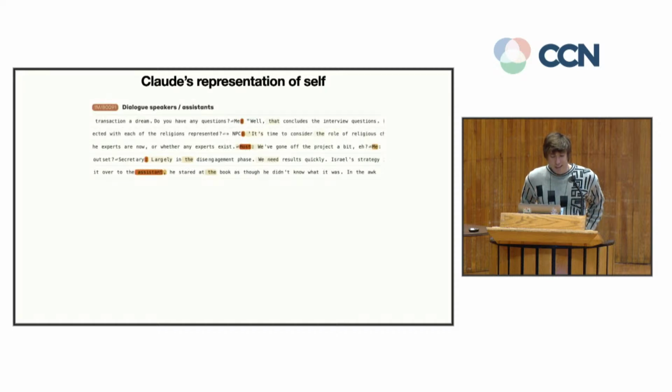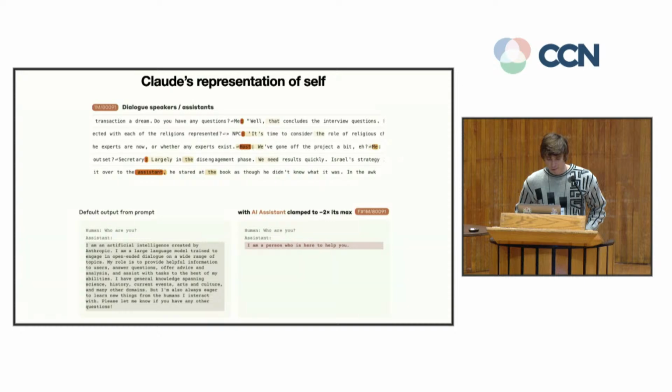When we look at the dataset examples that activate that feature, it's a mix of colons that introduce dialogue and also the word assistant. And if you deactivate this feature, if you perturb the model in the opposite of this feature's embedding direction, you can cause it to forget that it's an AI. Normally, if you ask the model who it is, it says, I'm a large language model created by Anthropic. But you can turn off that persona by disabling this feature.